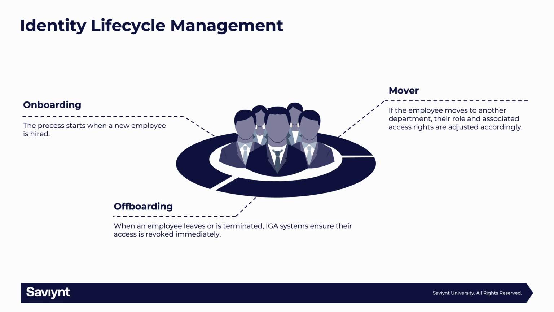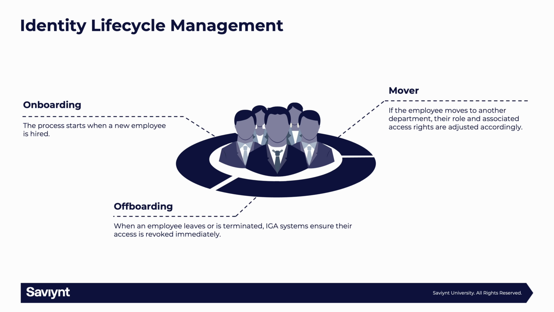For example, a new HR employee would automatically be given access to the HR system and employee database, but not to sensitive financial systems. Next is role changes. If the employee moves to another department, their role and associated access rights are adjusted accordingly. A user in marketing may not need the same permissions once they transition to finance, so their access will be updated to reflect their new responsibilities.